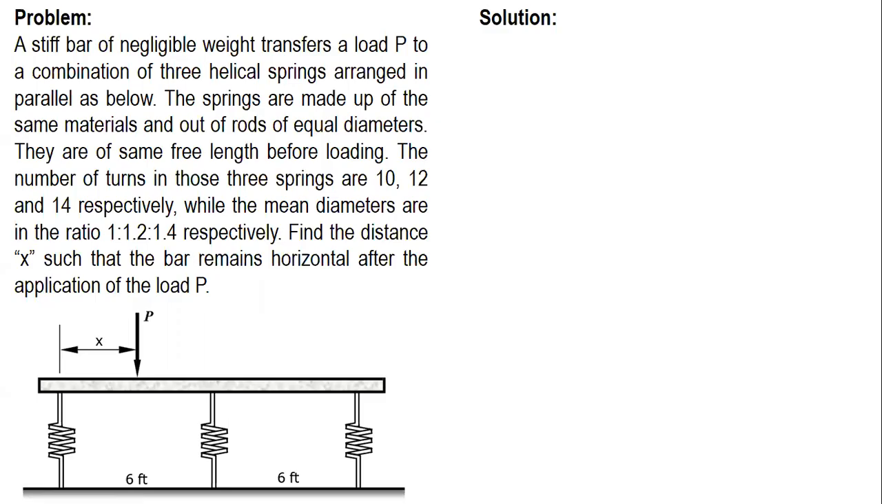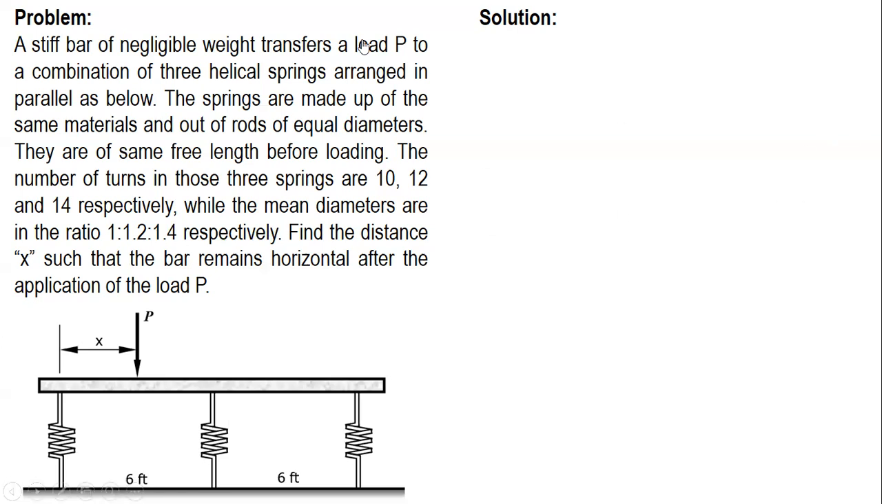The springs are made up of the same materials and out of rods of equal diameters. They are of same free length before loading. The number of turns in those three springs are 10, 12, and 14 respectively, while the mean diameters are in the ratio 1:1.2:1.4 respectively. Find the distance x such that the bar remains horizontal after the application of the load P.